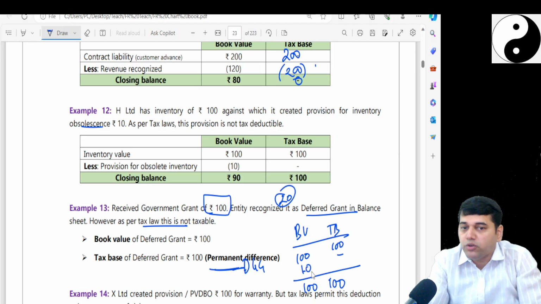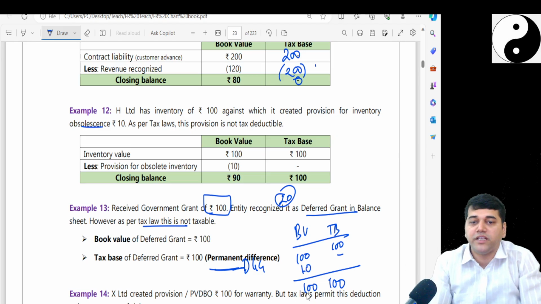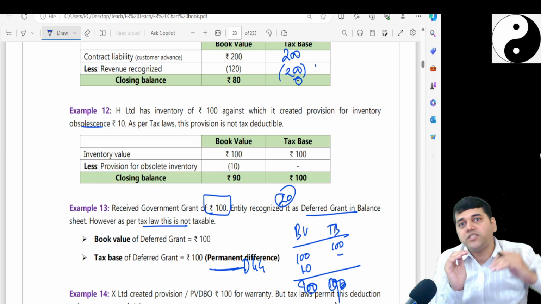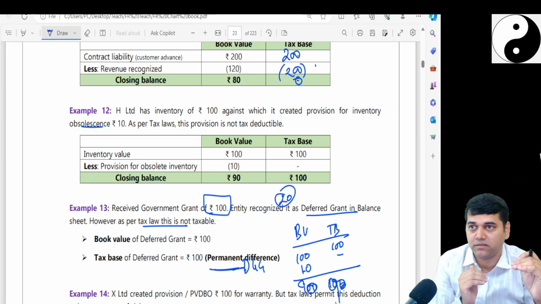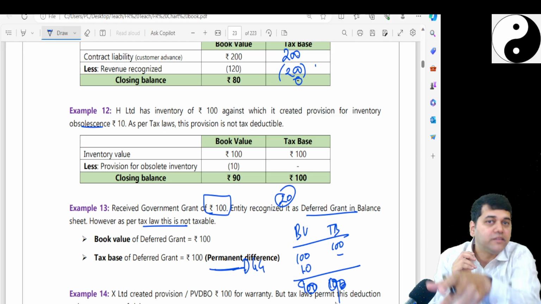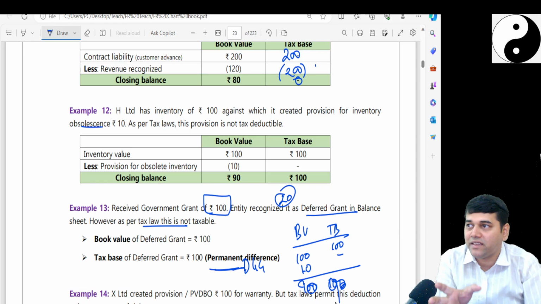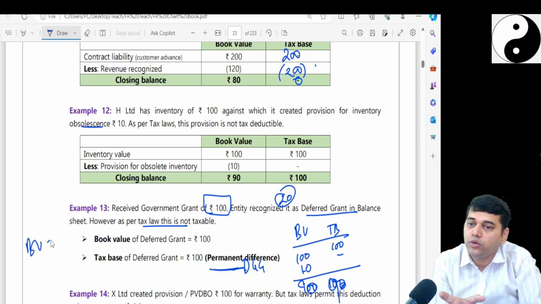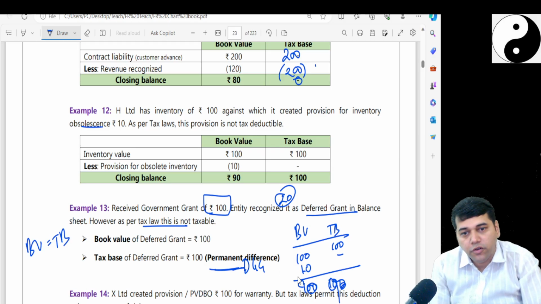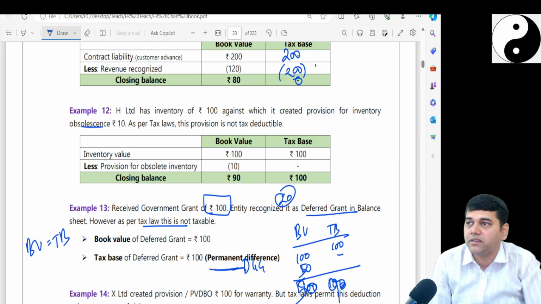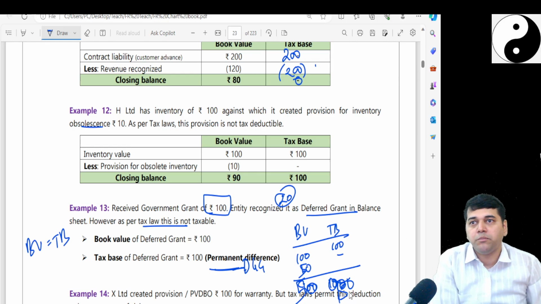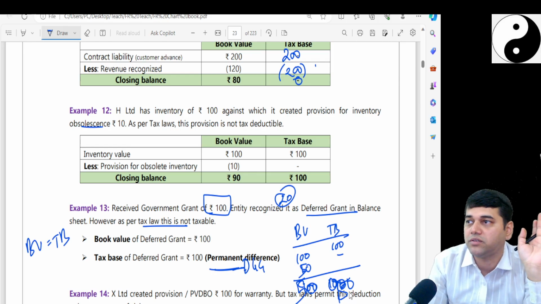Chalo, for example, this year you offered 10 rupees to income. Your book value became 90. Followed? Then what is your tax base? 90. Why? See, something which does not have a future taxable effect, don't apply this logic, because it becomes a permanent difference. In that case, the logic says your book value is equal to tax base. If you have claimed 50 rupees deduction, you say my book value is 50, tax base is also 50. Don't go with the accounting entry logic there. Why? Because this is never deductible for income tax in the future.